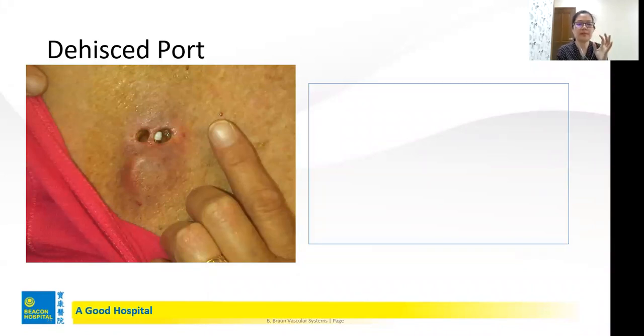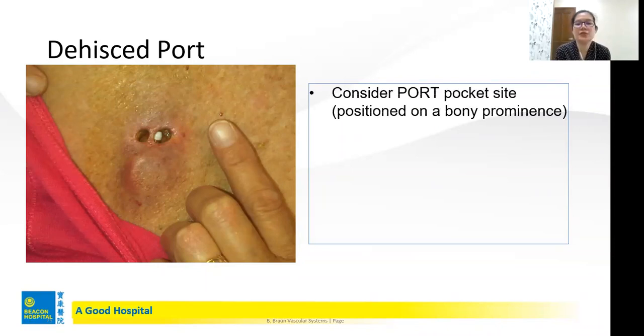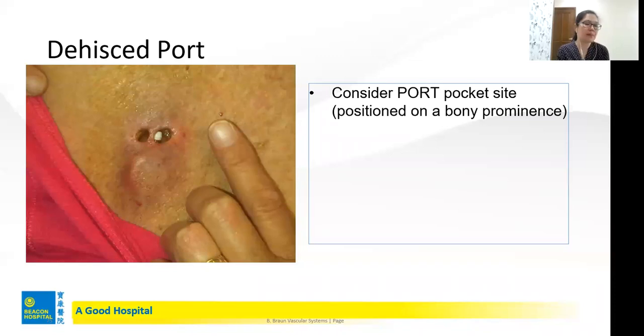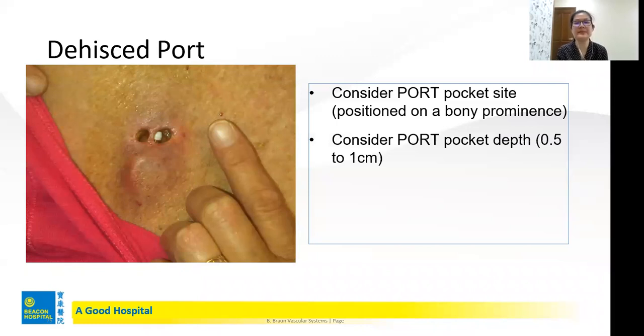But however, a dehisced port also might happen even though there's no infection and it's not the nurse's fault. It's due to the pocket site. Okay, maybe the site chosen to implant the port is not appropriate. Too much movement, or maybe the skin is too thin, the fat is not sufficient, and the position or location is on top of some bony prominence. It is a wrong site. It could be due to a wrong site.